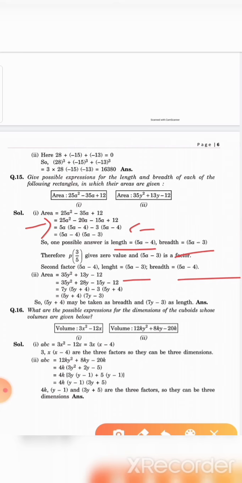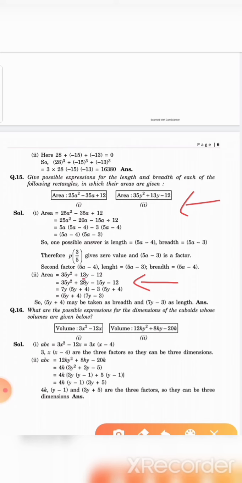Next, in question number 2, again the area is given by the polynomial 35y square plus 13y minus 12. Here again we factorize: we multiply 35 by 12 and factorize the product. We get the two factors 28 and minus 15, because minus 15 is negative, and subtracting we get the answer 13, which is the middle term.